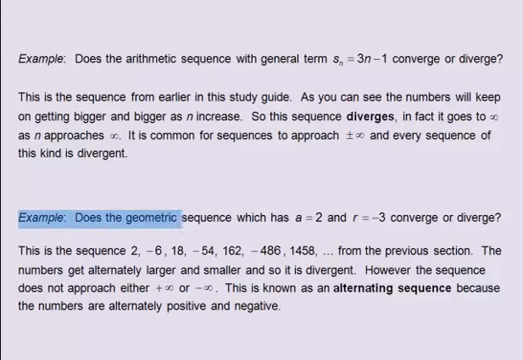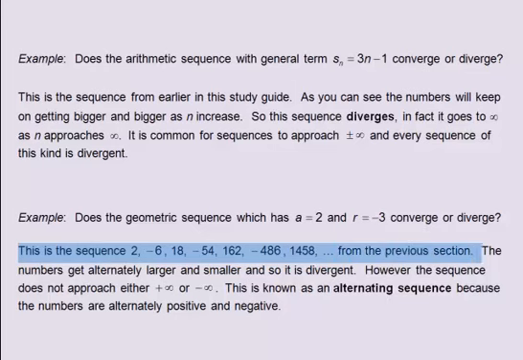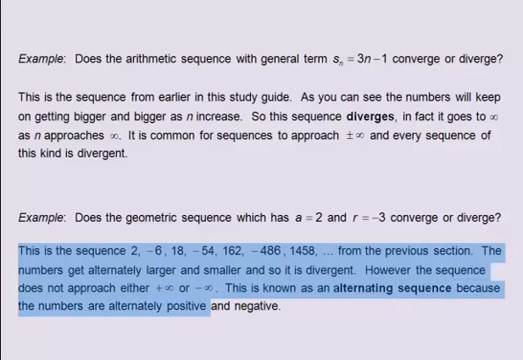Example. Does the geometric sequence which has a equals 2 and r equals minus 3 converge or diverge? This is the sequence 2, minus 6, 18, minus 54, 162, minus 486, 1458, and so on, from the previous section. The numbers get alternately larger and smaller, and so it is divergent. However, the sequence does not approach either plus infinity or minus infinity. This is known as an alternating sequence because the numbers are alternately positive and negative.